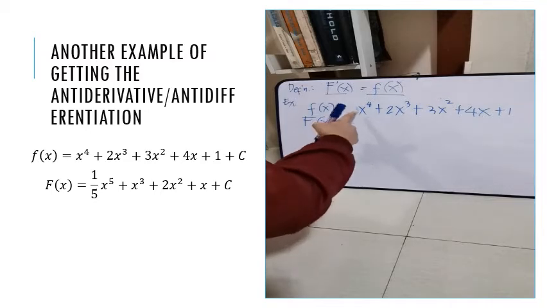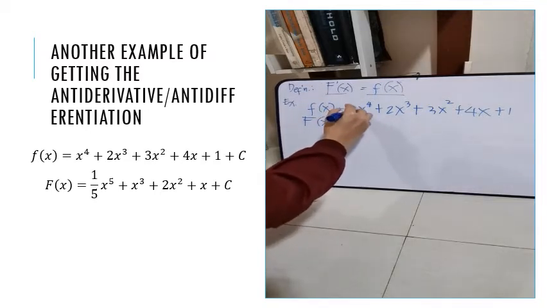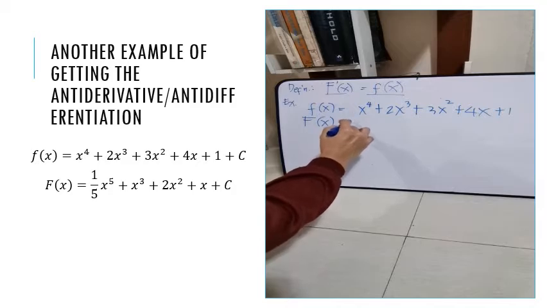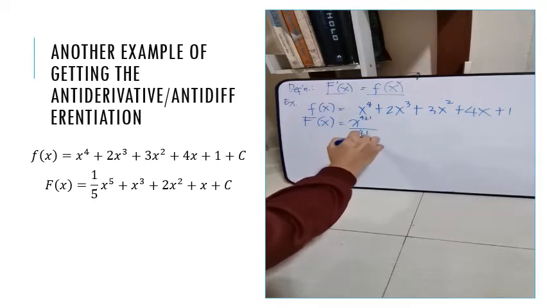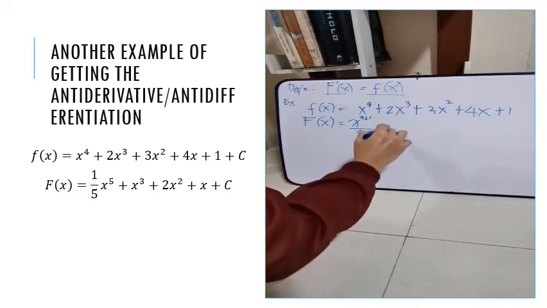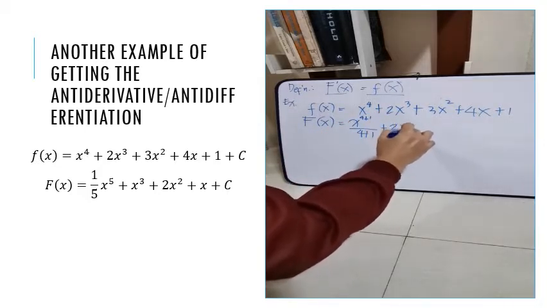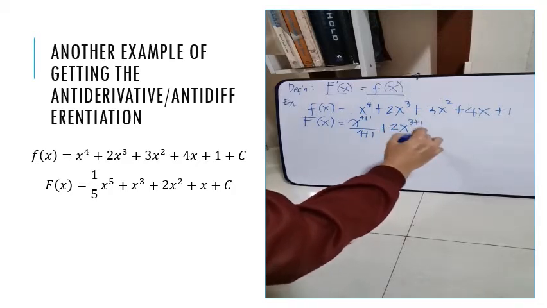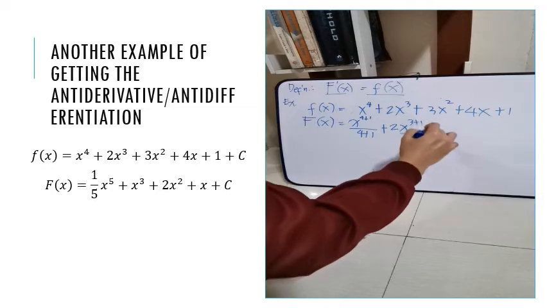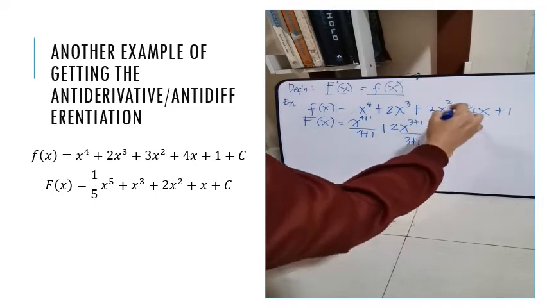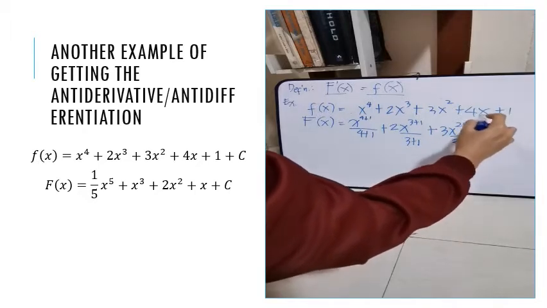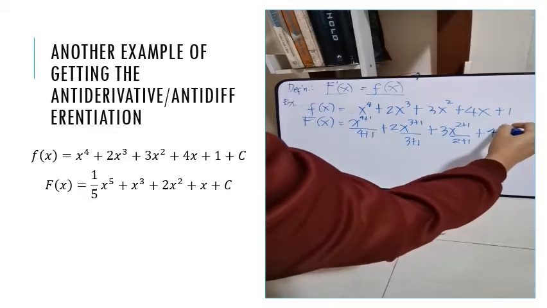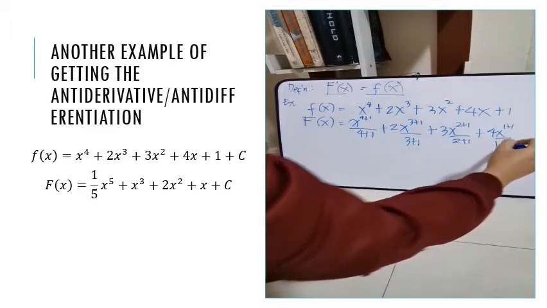So, we have sa first term natin, class, ang x to the 4, di ba may 1 dito, understood na may 1 dyan. Pwede din natin ilagay ang 1, which means diretso na tayong mag-add ng 1 sa exponent. So, we have 4 plus 1. Bring down natin sa denominator natin si 4 plus 1. Plus, yung second term natin, we have 2 x to the power of 3 plus 1 over 3 plus 1. And then, sa third term, we have 3 x to the power of 2 plus 1, sa denominator is 2 plus 1. Sa fourth term, we have 4x to the power of 1 plus 1 over 1 plus 1.